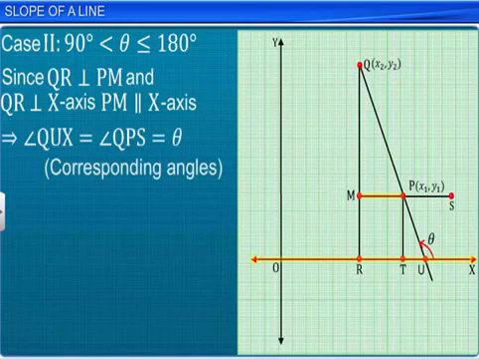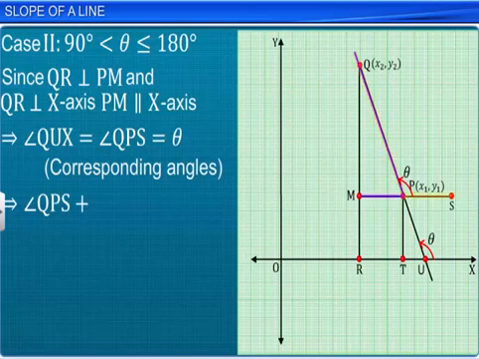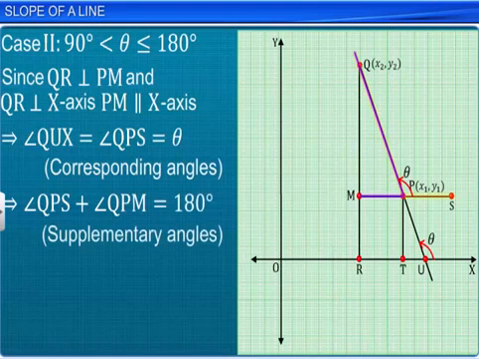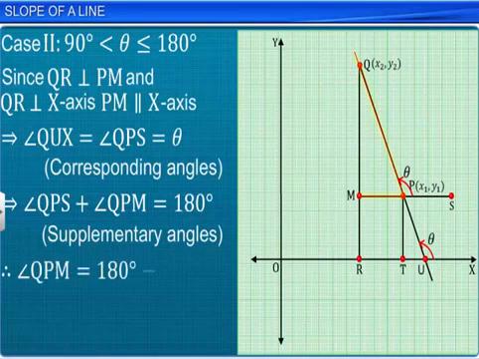Since PM is parallel to the x-axis, angle QPS is equal to angle QUX or theta, since they are corresponding angles. Since angle QPS and angle QPM are supplementary angles, and angle QPS is equal to theta, angle QPM is equal to 180 degrees minus theta. We can also say that theta is equal to 180 degrees minus angle QPM.